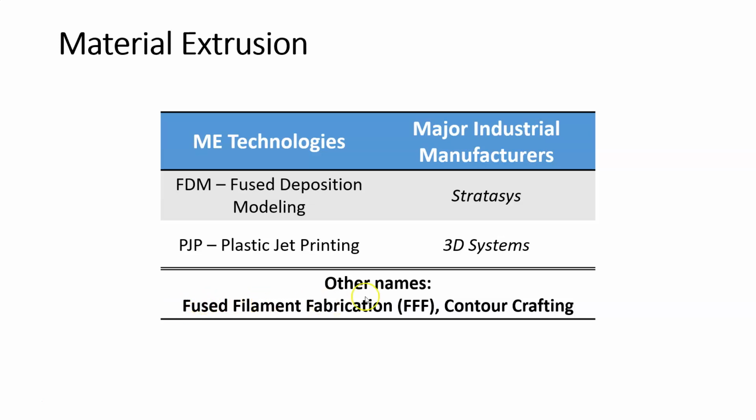Okay, so as I said, some other names for material extrusion process are fused filament fabrication or contour crafting. Contour crafting is more associated with large structural 3D printing. Okay, there are other technologies and terms as well. I think in one of the earlier lectures, I mentioned BAAM, which is big area additive manufacturing. That is a material extrusion process. BAAM is a copyrighted term for that.